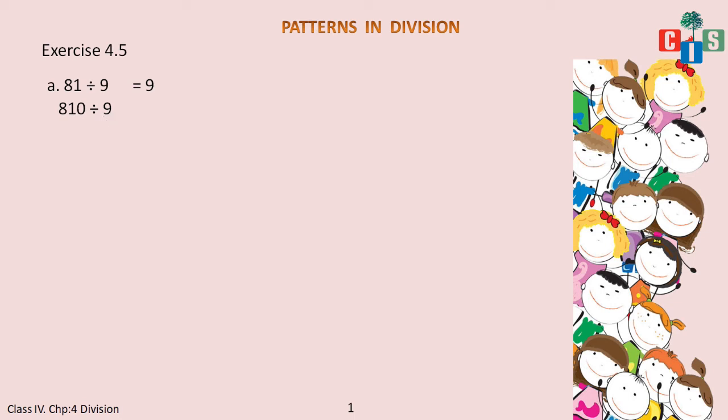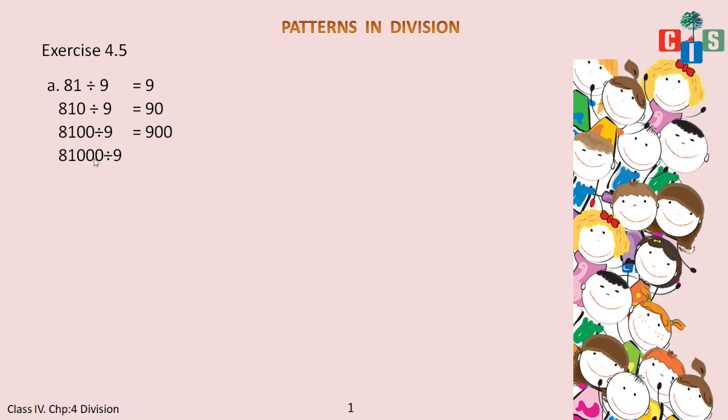So the trick here is I will have the same answer as the first example, but I will put 1 zero, as the dividend has 1 zero. Because 9 times 90 will give us 810, my answer here would be 90. Now going to the next example, 8100 divided by 9. This will give me 900, because the dividend has 2 zeros, so the quotient will also have 2 zeros in the answer.